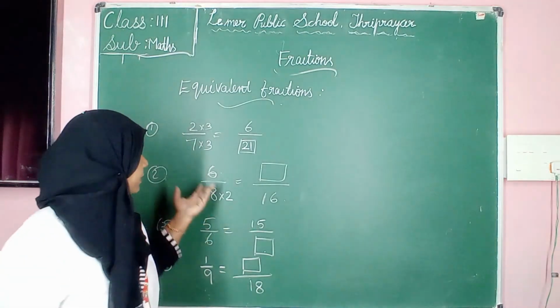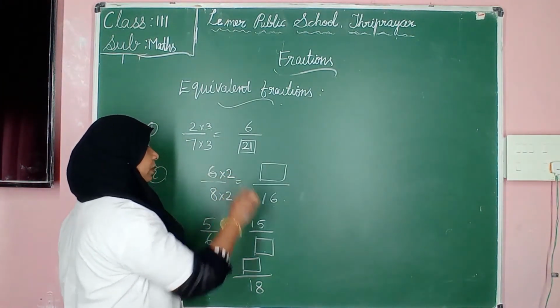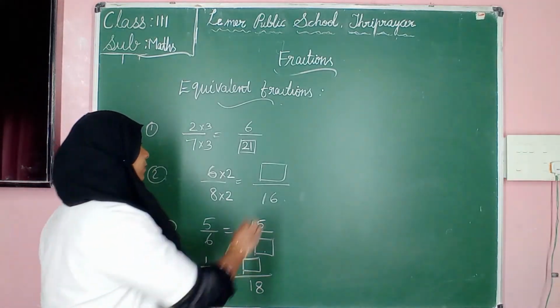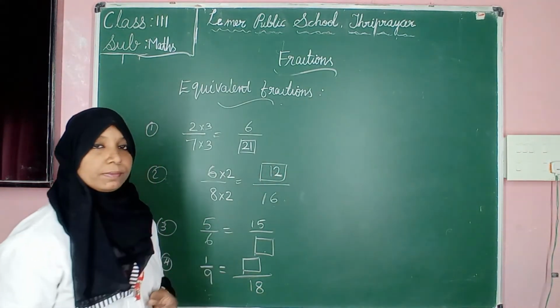Same, we multiply the numerator 6 into 2. What is 6 into 2? 12. The missing number is 12.